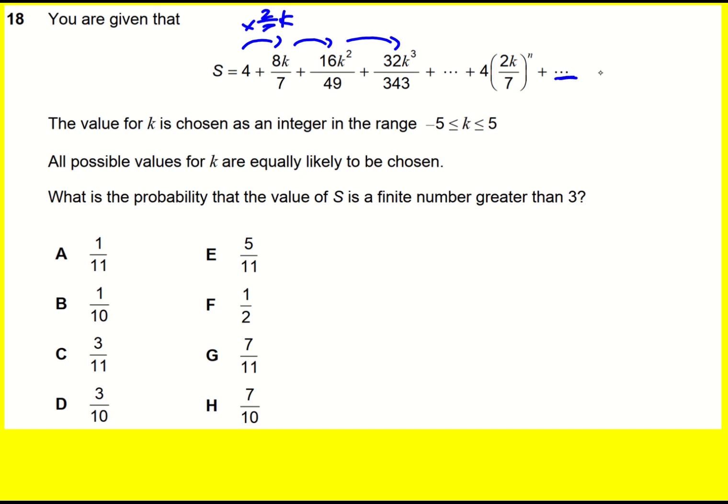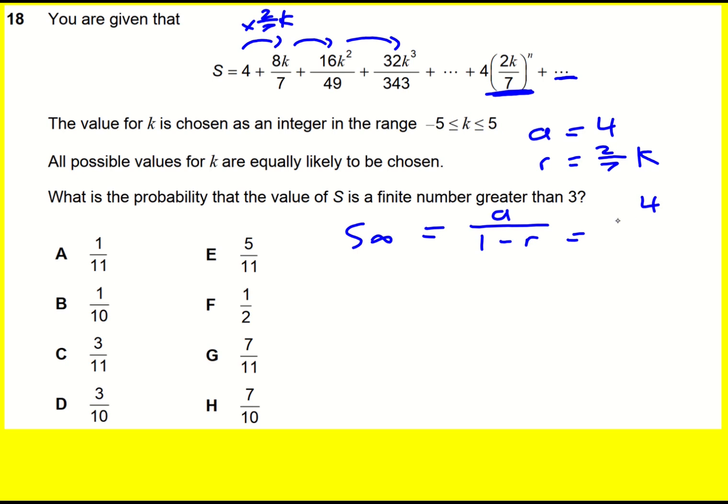And it's an infinite series. In fact, we can see here's the nth term. So a is equal to 4 and r is equal to 2/7 k. So the summation, which is a over 1 minus r, is going to equal 4 over 1 minus 2/7 k.